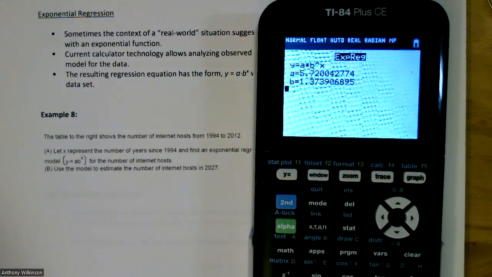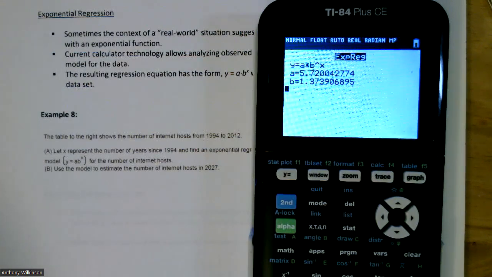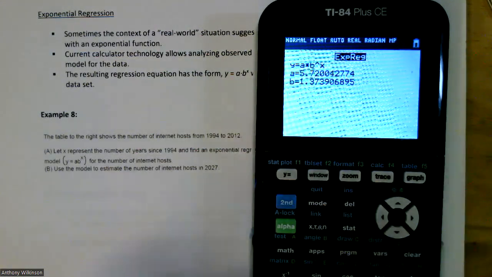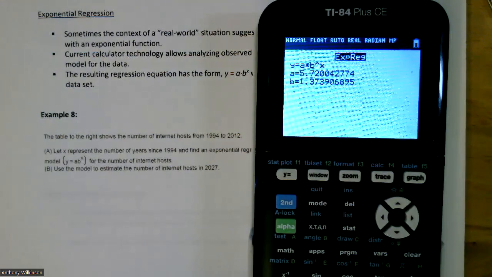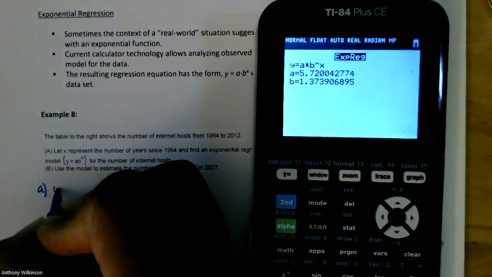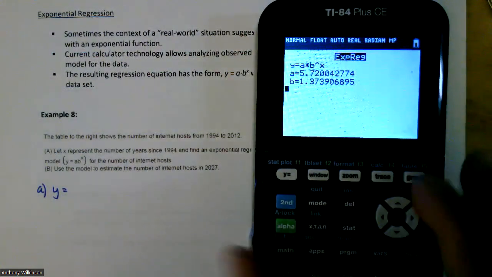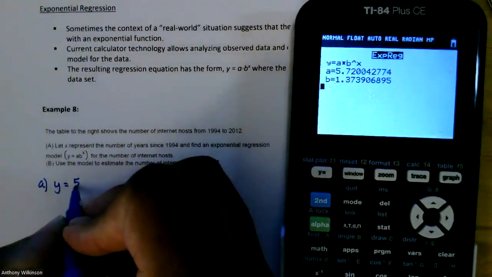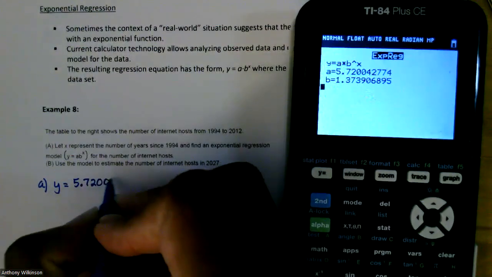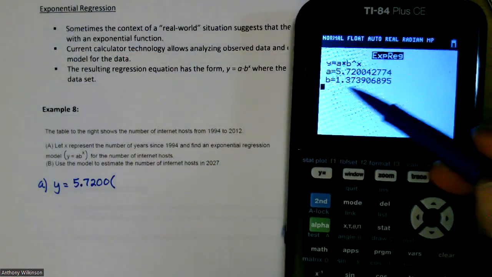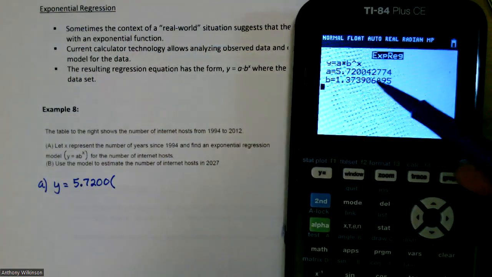Now in this case, I'm trying to find out how many decimal places they want. And in this case, let's say, yeah, they say 4 decimal places. All right, so the exponential equation would be this for part A: y is equal to the a to 4 decimal places will be 5.7200 times the b, which is 1.3739.